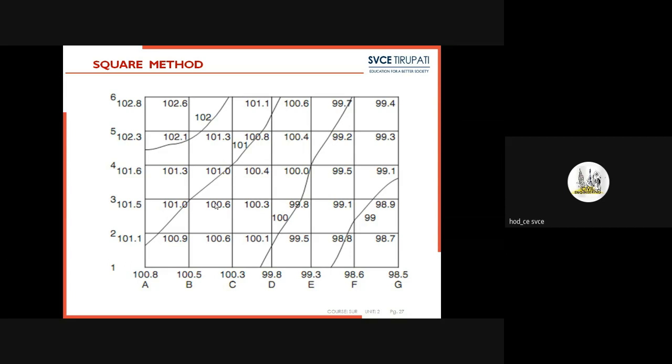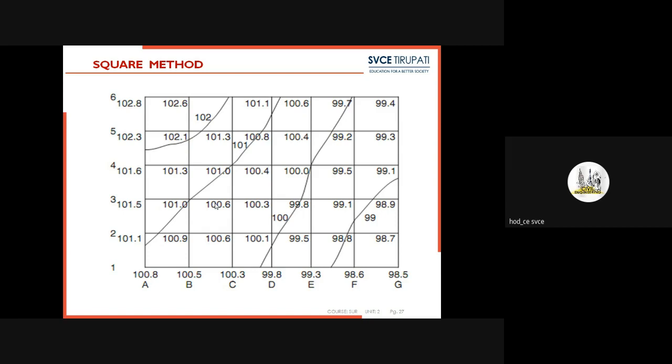So where we need to place the instrument station: most of the points need to be visible from one particular place, which we have to choose and select to place the instrument station. The instrument station may be within this grid or out of the grid. Whatever it may be, we can't select just any place.